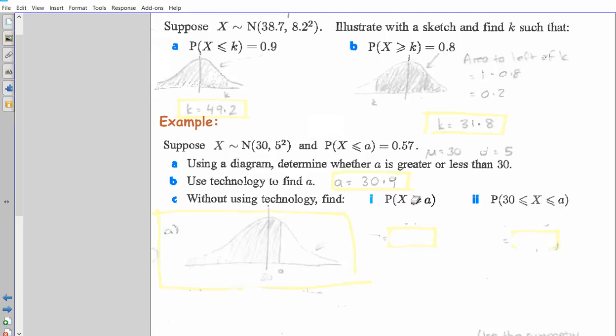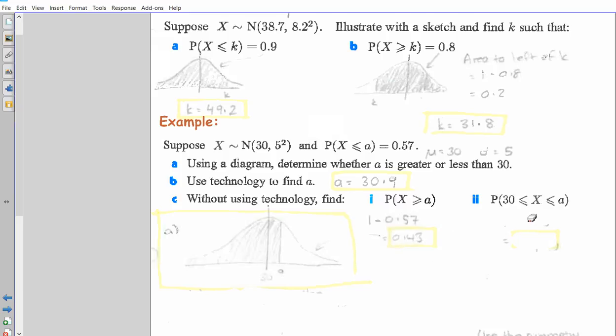Then without using technology, find the probability that x is greater than A. So if this whole area here is 0.57, what's this other unshaded area got to be? And that's easy, because remember the whole thing's equal to 1, so you just do 1 minus 0.57. You can plug it into your calculator if you like, you get 0.43.